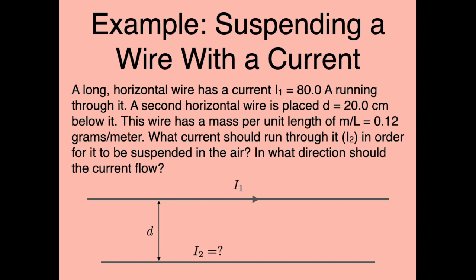Here's the idea. If this wire feels an attractive force towards wire number 1, pulling it up, that can counteract gravity, which is pulling it down, and it can just float there, suspended in the air. This will only work if there's a very specific value of current running through it. Our job is to figure out what that current I2 has to be to balance out gravity with this magnetic attraction between the wires. So let's work this out.